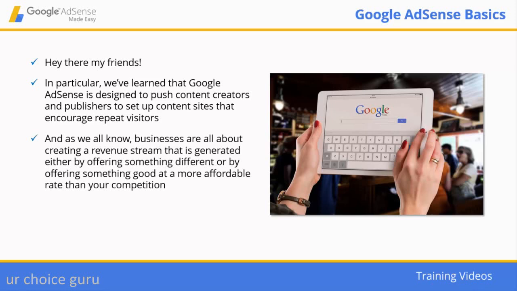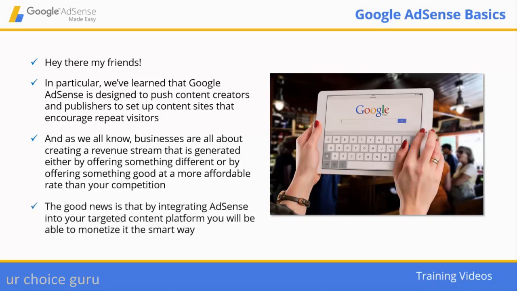And as we all know, businesses are all about creating a revenue stream that is generated either by offering something different or by offering something good at a more affordable rate than your competition. For those in the business of content creation, it means that you'll need to create a site that is either a niche in itself or one that offers really popular content with a spin. The good news is that by integrating AdSense into your targeted content platform, you will be able to monetize it the smart way.